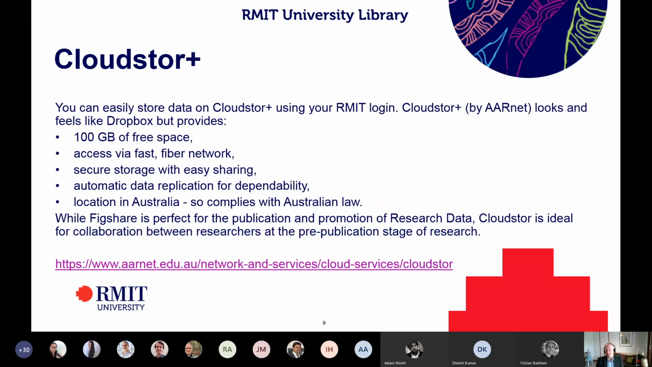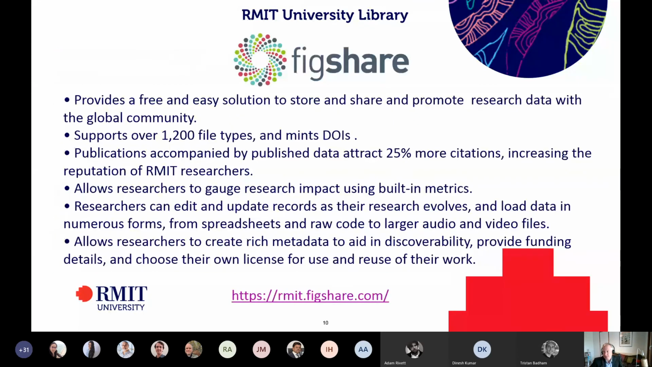We'll talk about Figshare in terms of promotion and publishing, but if you want to know more about Cloudstor in particular and walk through how to use it, you can contact the Library Research Services, and we can do a one-on-one consultation with you. So I'll hand back to Adam for Figshare.